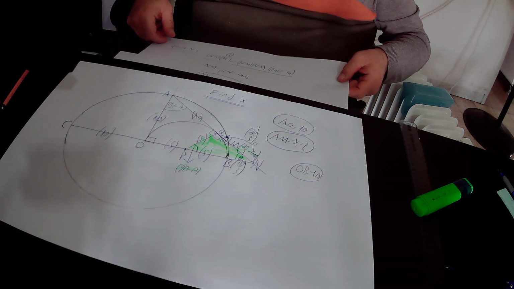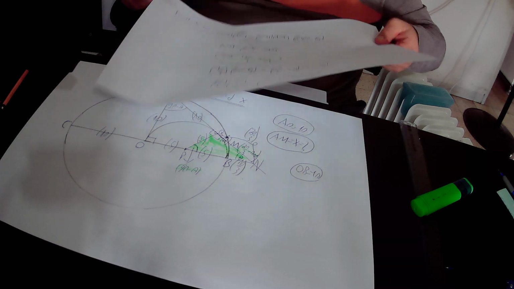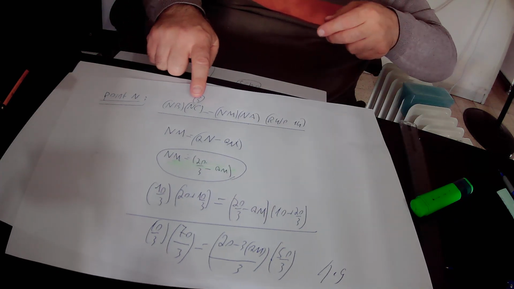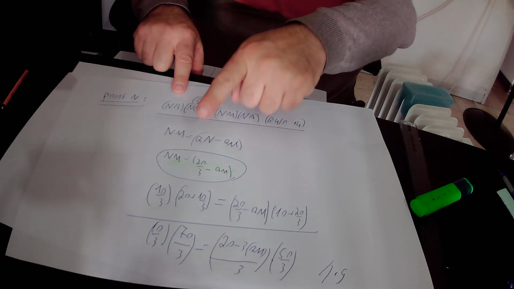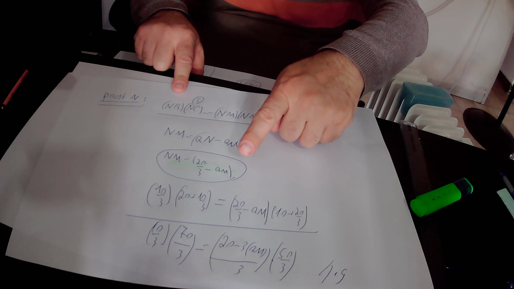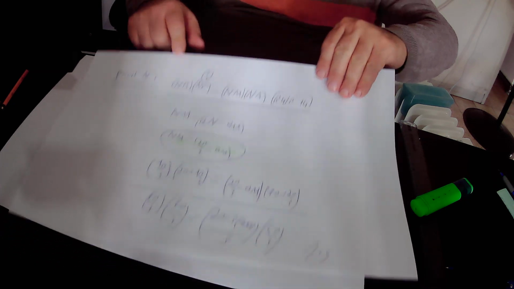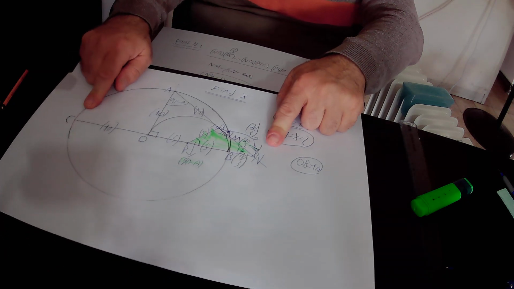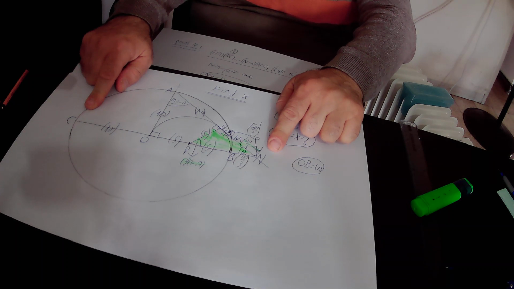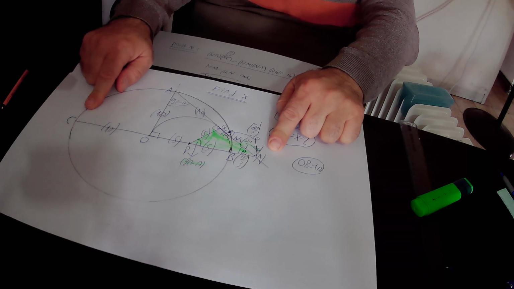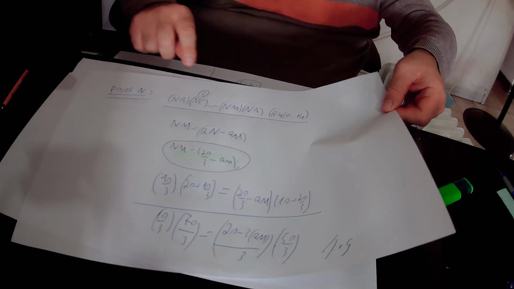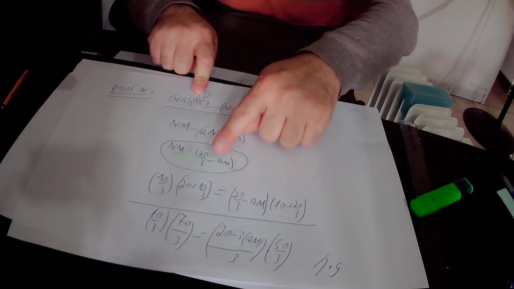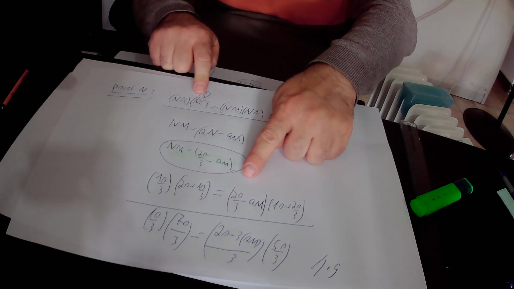Now we return to rule number 14. According to rule number 14, NB times NC equals NM times AN. NB is 10 over 3 times NC. What is the length of NC? NC in total equals 10 plus 5 plus 5, that is 20, plus 10 over 3. So in total, NC equals 20 plus 10 over 3.